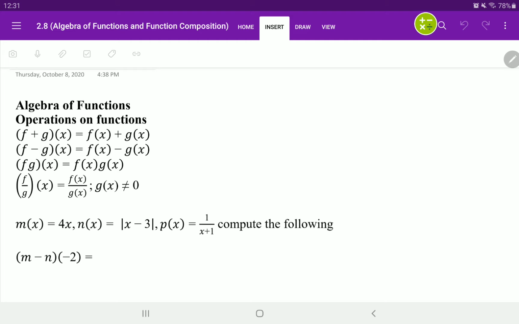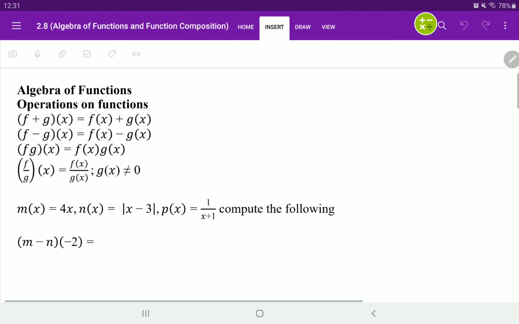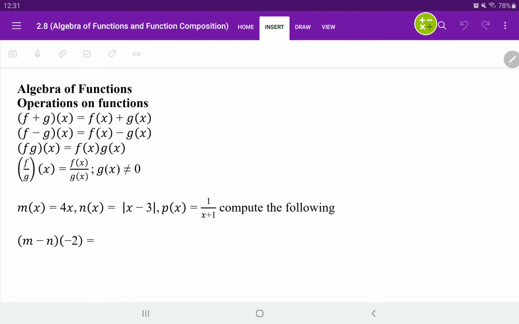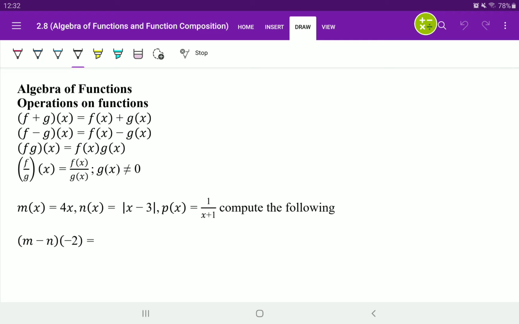Now, just like with regular numbers, we can add, subtract, multiply, and divide, right? We can do the same thing also when it comes to functions. And if you look here are operations on functions. So we have the addition of functions, the subtraction of functions, the multiplication of functions, and the division of functions. Now remember, for division, your denominator cannot be equal to 0 or else it'll be undefined.